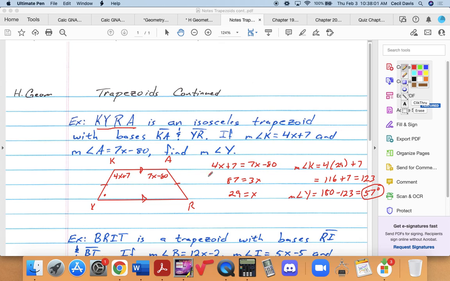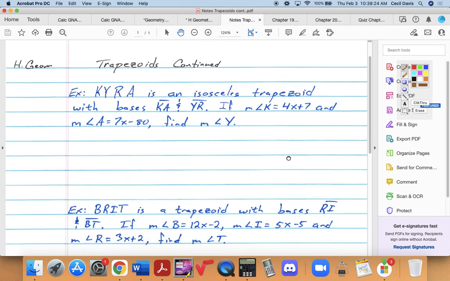What does the supplementary one say? The angles at the ends of one of the legs are supplementary. So angle K and angle Y are supplementary, and angle A and angle R are supplementary. It's both legs? Yes, because they're both same side interior angles formed by parallel lines. All right, let's look at the next example.